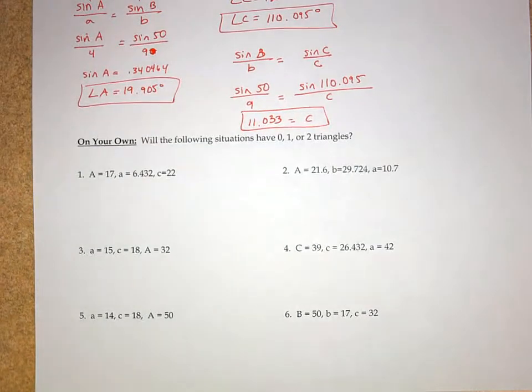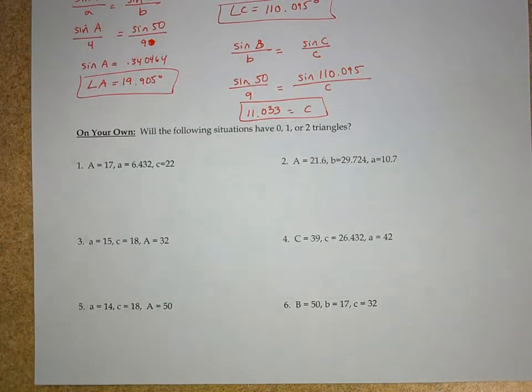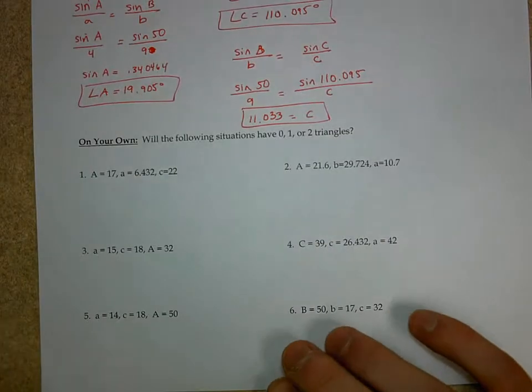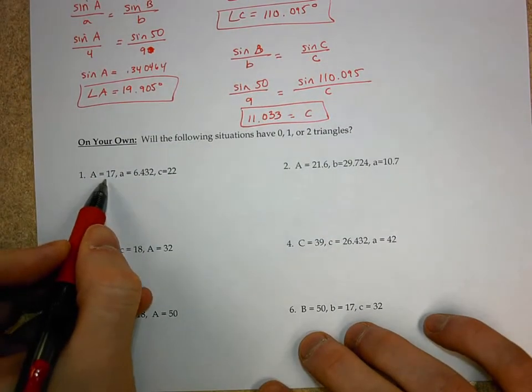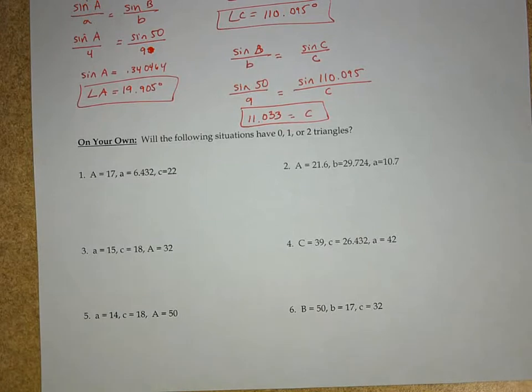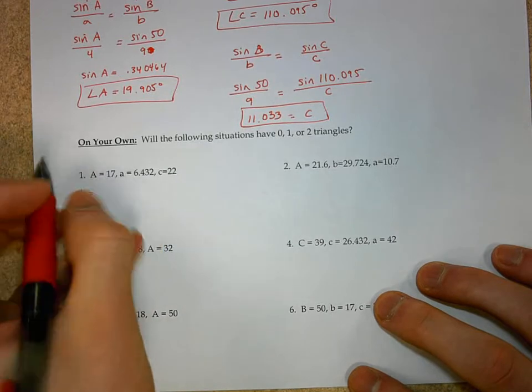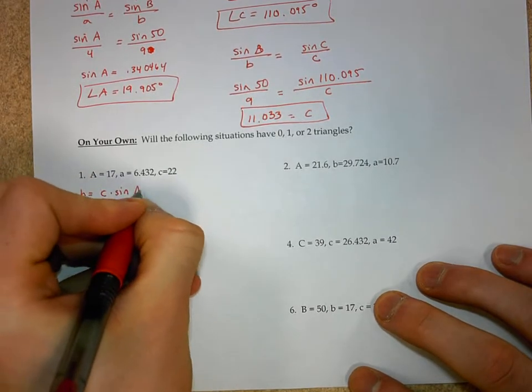Now the last thing is just finding out, will I have 0, 1, or 2 solutions? These are all acute angles and given two sides, all an angle side side or side side angle situation. So let's see what we come up with. Here, for this one, A is equal to 17, side A is 6.432, side C is equal to 22. I want to know, is it 0, 1, or 2 solutions? So what I'm looking for here is I am finding my h. So for this one, h is going to be C times the sine of A.